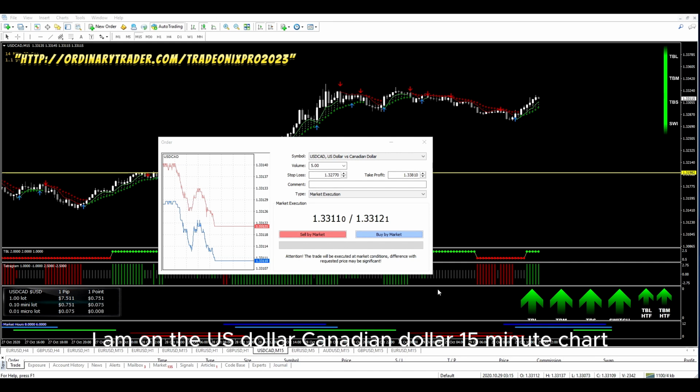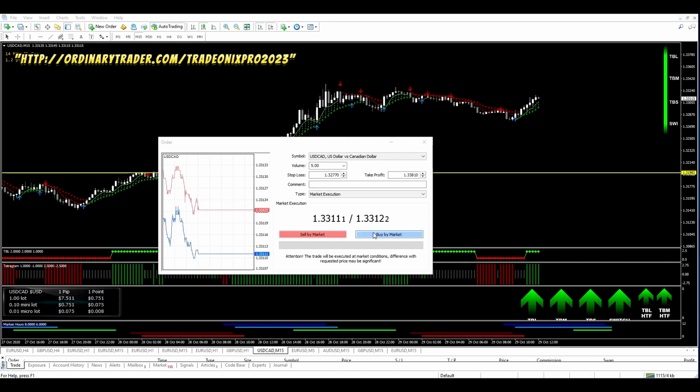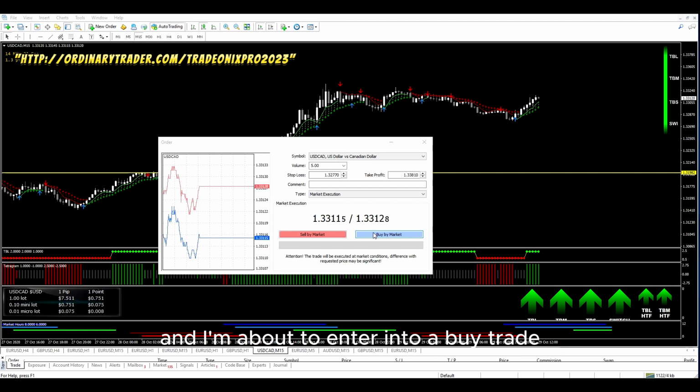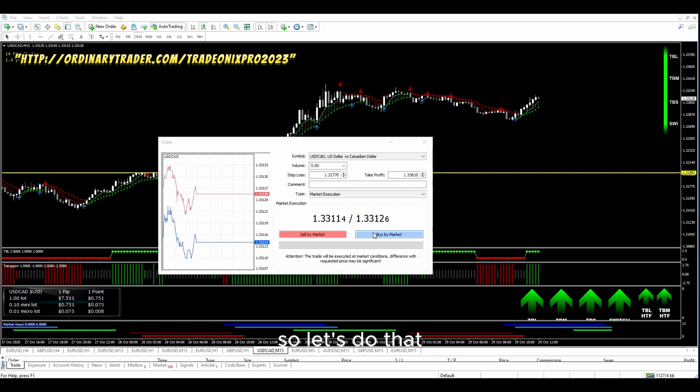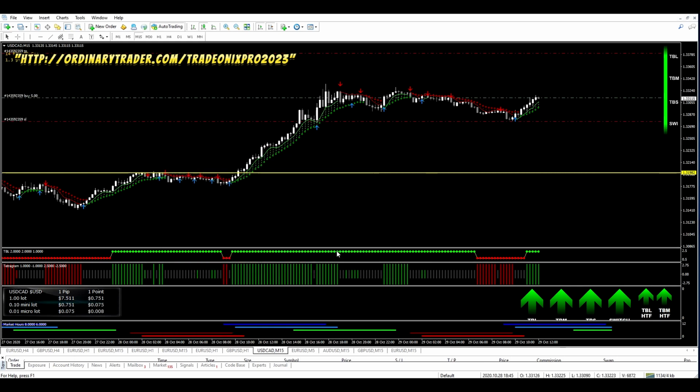Alright guys, I'm on the US dollar, Canadian dollar 15-minute chart, and I'm about to enter into a buy trade. So let's do that. My stop loss is here. That's my entry point. That's my target. All the indicators were signaling to me that I could go long, and so I've entered the trade. Now I'm going to wait and see what happens, and I'll come back to monitor the trade.